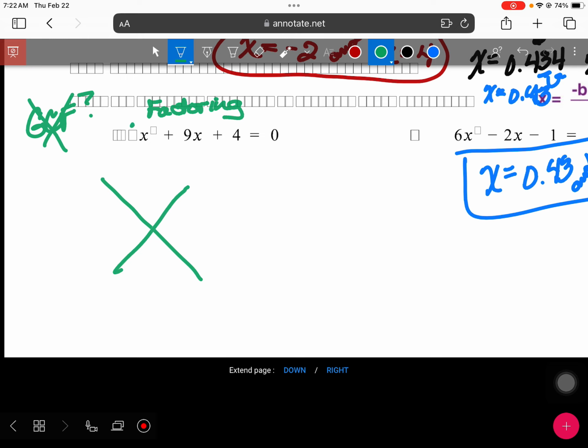So we have A times C, which is 2 times 4, which is 8. And the B value is 9.